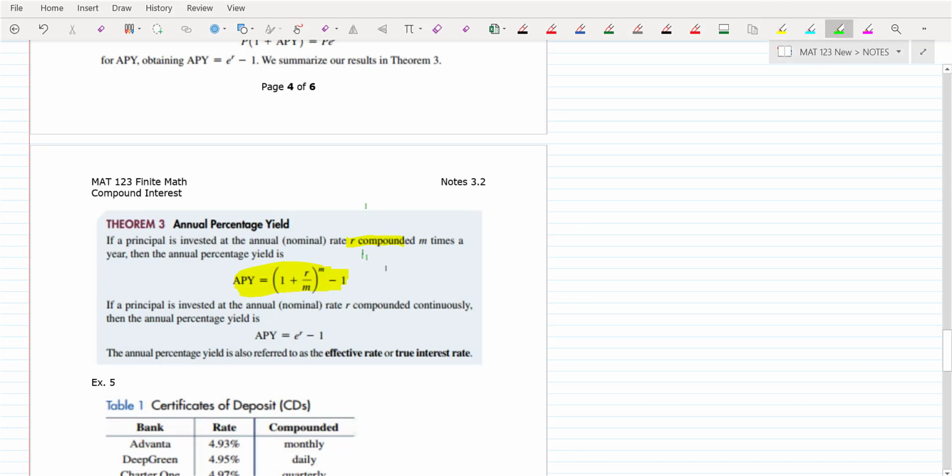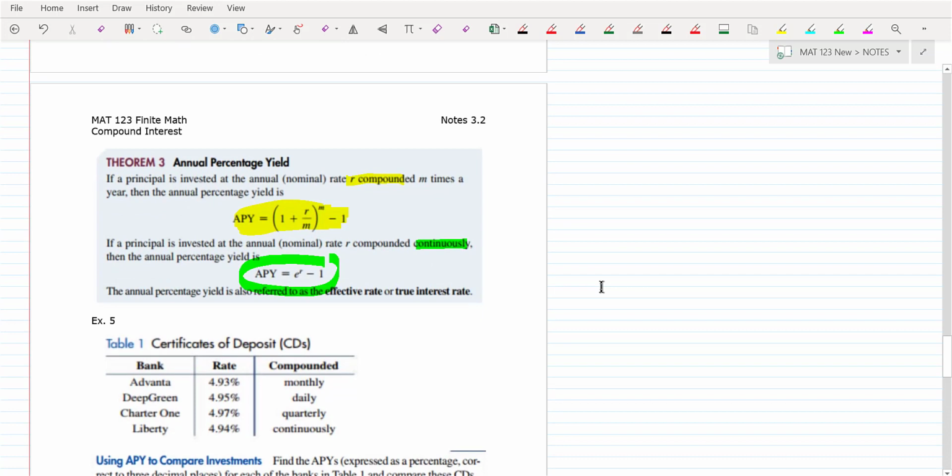And then if it's continuous compounding, then the APY is e to the r minus 1 like that. So we're just going to do one illustration of this. And I think this thing I took out of the book will show you what you're using this for. The idea is if these are CDs, like for instance, if you saw that you had different interest rates, it's a little hard to tell which one's the best just by looking.